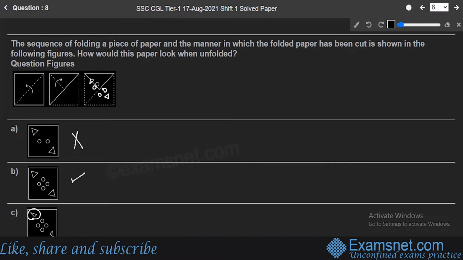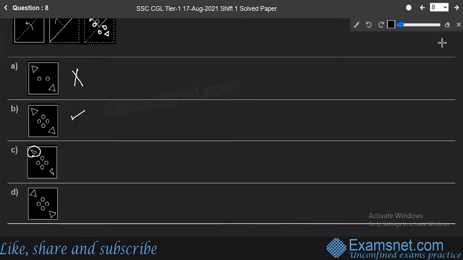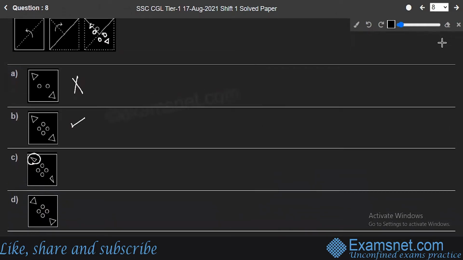Here the shape of the triangle is different. In the third option C, the shape of the triangle is different. This is a right angle triangle. We are not having a right angle triangle, so we are having acute angle triangles. This is having a right angled triangle. So even this is wrong.